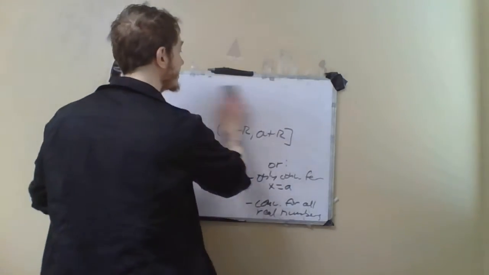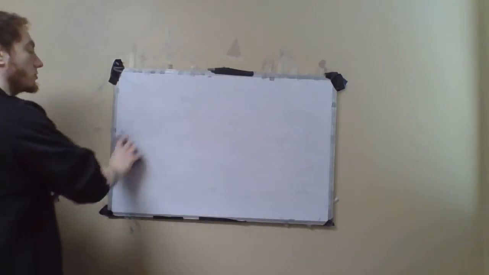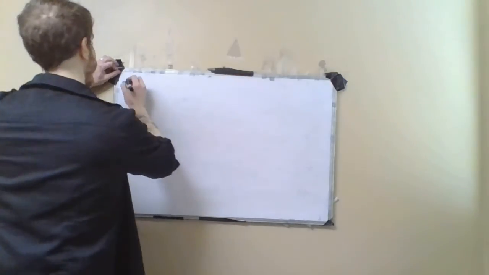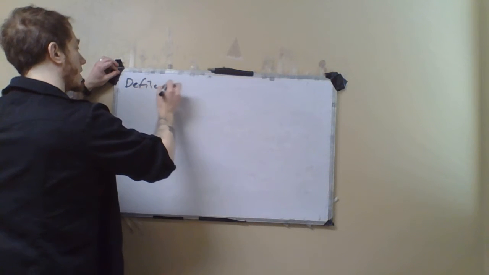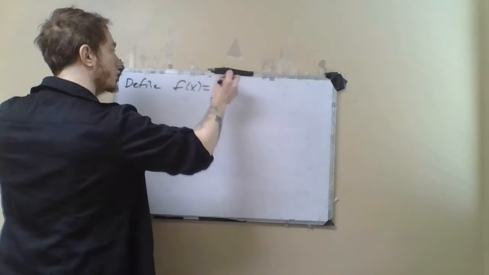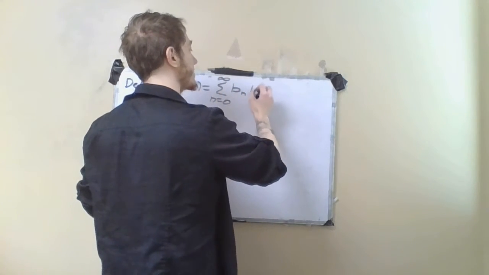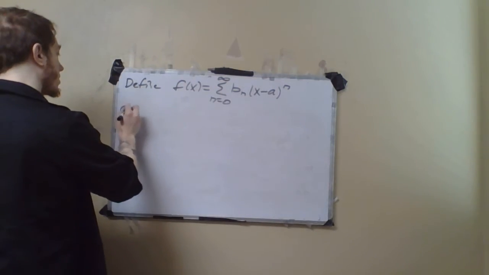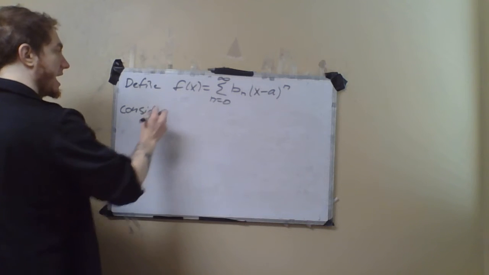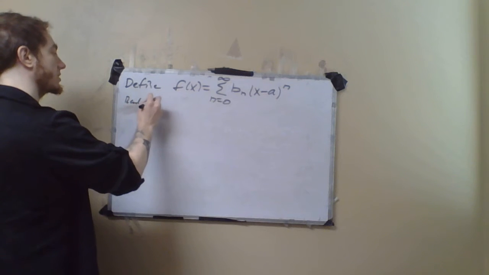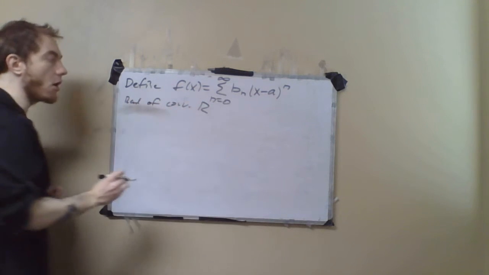Okay, so let's look at some properties of power series, because this is one of the most interesting things about them. Let's suppose that I define f of x to be equal to the power series from n equals 0 to infinity of b sub n times (x minus a) raised to the n. Now consider, and let's suppose, actually before we consider, let's say that we have a radius of convergence of r.